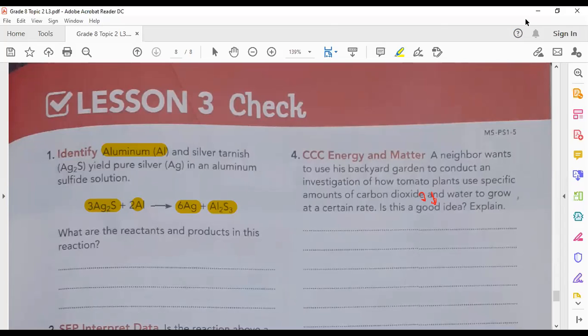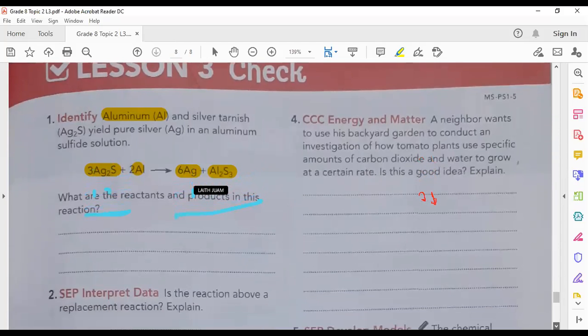Laith, what are the reactants? Just tell me the reactants. This is silver, reactants. Thank you. These are reactants, and next to them are the products. Good.